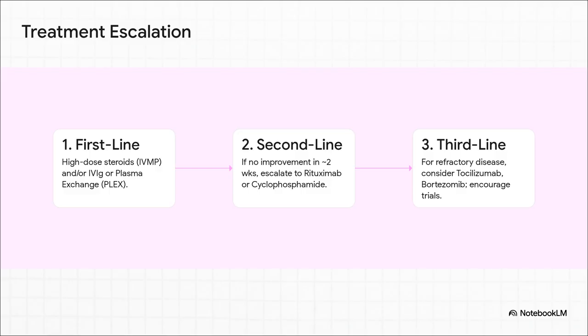You start first-line therapy as soon as you suspect it. This is usually high-dose IV methylprednisolone, IVIG, or plasma exchange. A lot of experts will actually combine steroids with either IVIG or Plex to hit the problem from two angles at once: steroids for broad immunosuppression and Plex or IVIG to physically remove the bad antibodies.